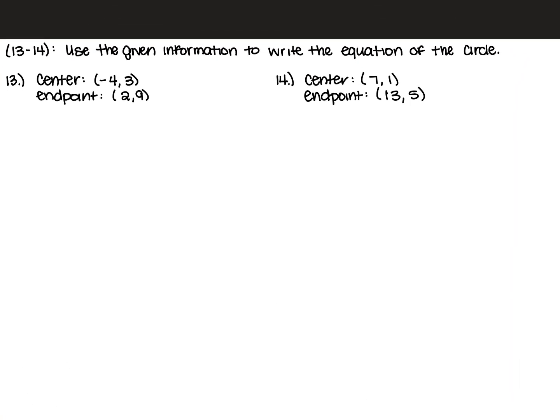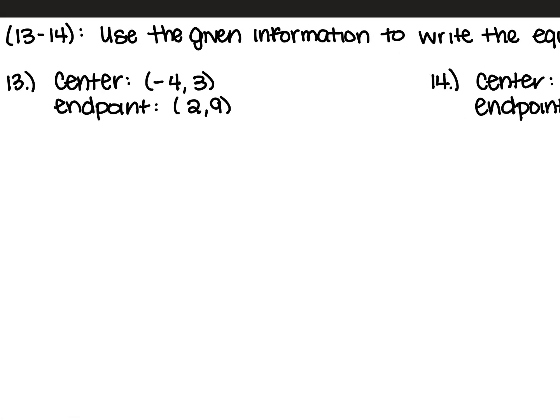For your next sections, you're going to use the given information to write the equation of a circle. Again, that equation of a circle is from the last section that we just went over. So x minus h squared plus y minus k squared is equal to r squared. In order to write that equation of a circle, you need the center and the radius. These two questions are just giving you the center and the endpoint, so you have to find the radius. Use your distance formula to find your radius. If we look at number 13, you have a center of negative 4, 3, and an endpoint of 2, 9. To find your radius, again, use your distance formula.